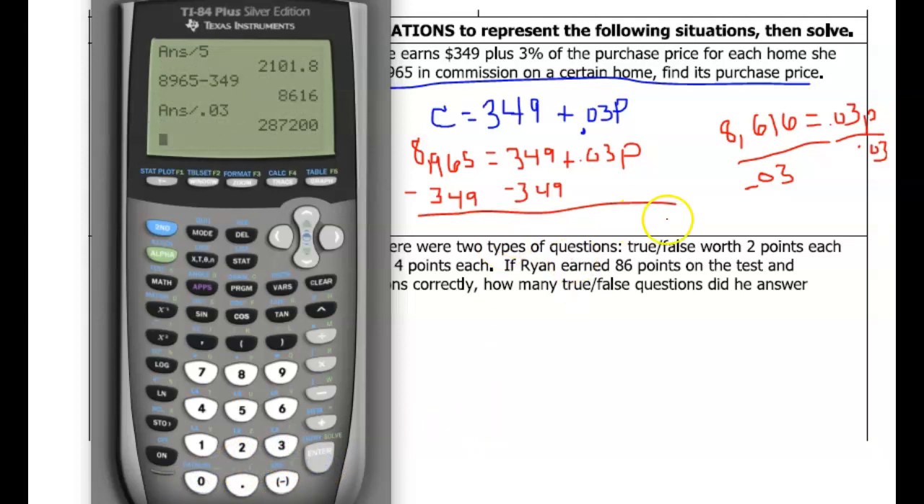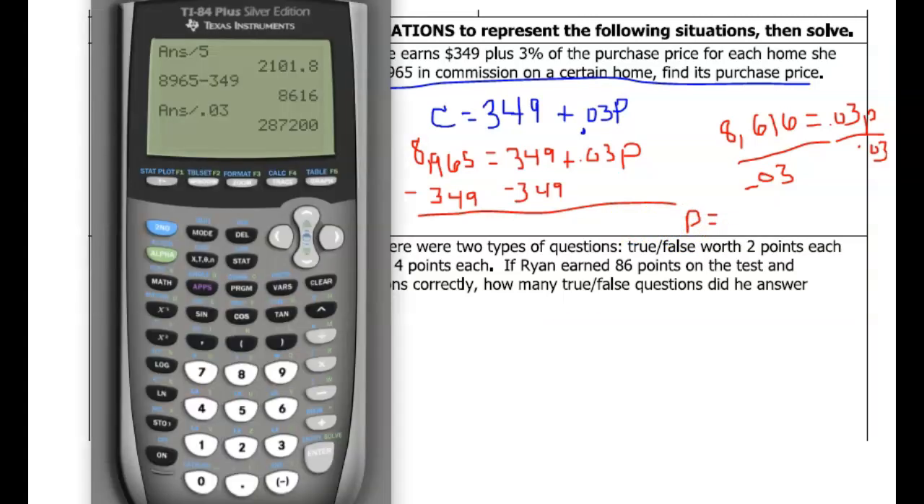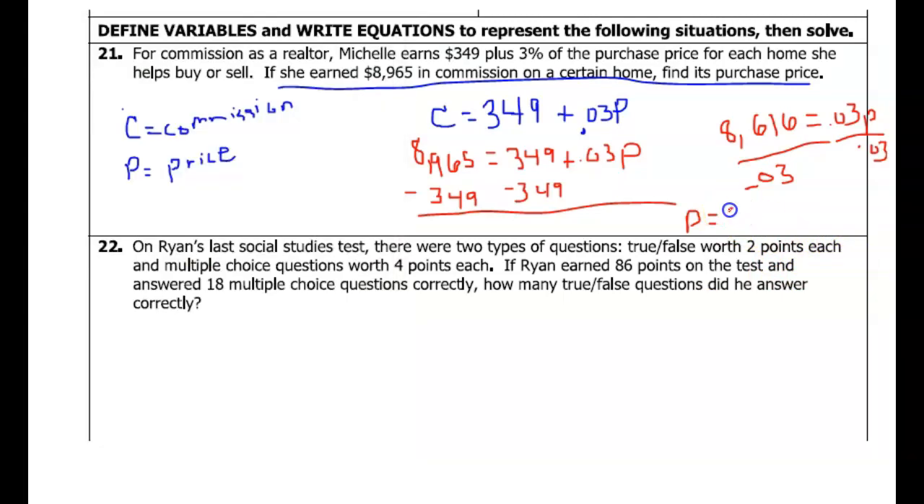I get my purchase price was equal to 287,200.